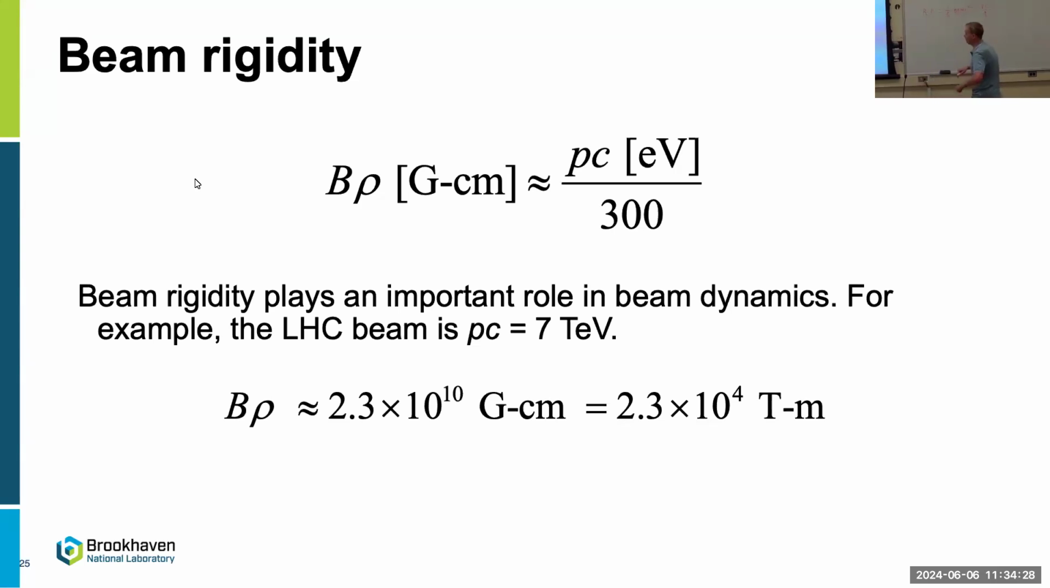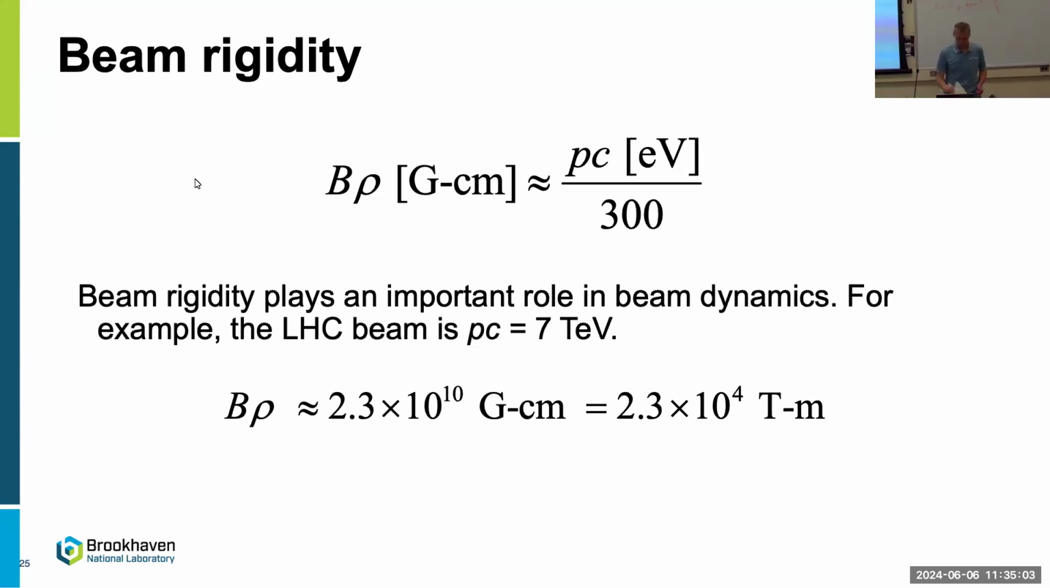So for 7 TeV, my rigidity is 2.3 times 10 to the 4 Tesla meters. I'm using not my favorite units, but I'm just trying to be nice to you. So let's keep it 2.3 times 10 to the 4 Tesla meters. That's the beam rigidity.